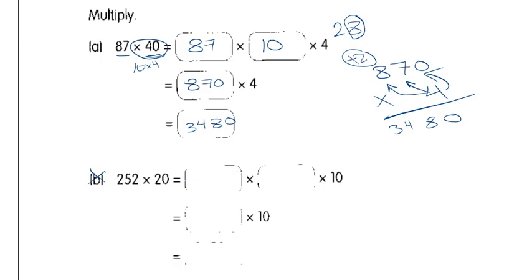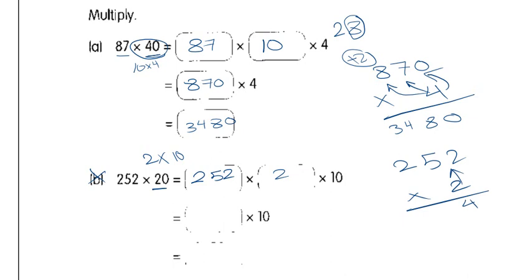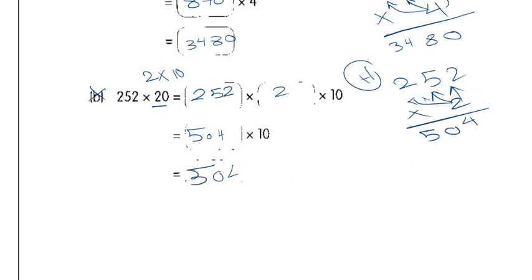By the same method, 252 times 20. You can say that 252 times 20 is the same as 252 times 2 times 10. Let's multiply 2 times 252 in column method. 2 times 2 gives me 4. 2 times 5 gives me 10, I will put 0 and carry 1. 2 times 2 is 4, and then plus 1 gives you 5. So the answer will be 504 multiplied by 10. Then you have to put 0. It will be 5,040.